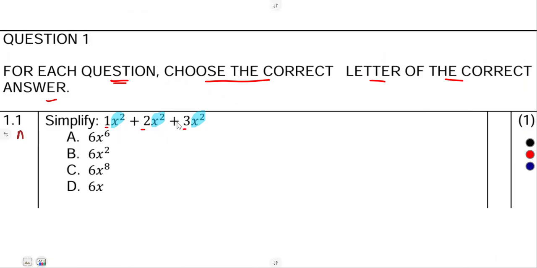They are like terms, so you simply add. That's 1 plus 2, which is 3, plus 3, which is 6. So the answer is going to be 6, with the x squared remaining as it is. That's how we combine our like terms. So the best answer there is B, where we've got 6x squared.